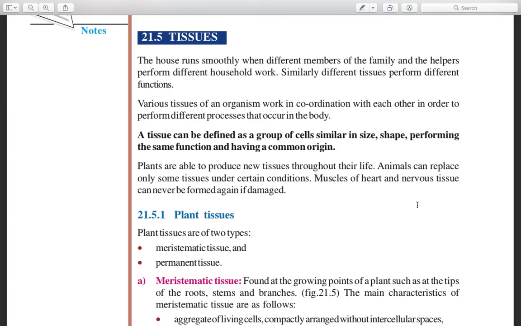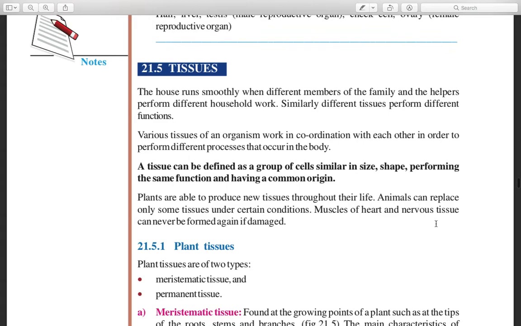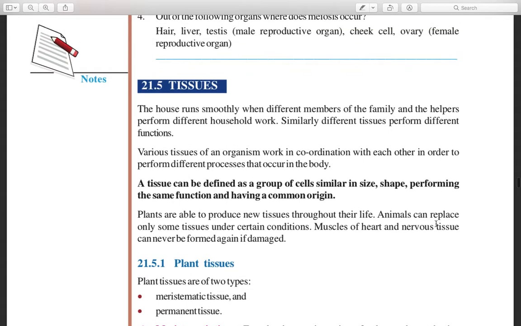A tissue is basically a group of cells similar in size. They are the same in size and shape, and they perform the same function. And they have a common origin, that is, they came from the same type of cell. So this is the definition of tissue. For example, skin tissue is made up of a group of cells, that is skin cells, similar in size. They have the same function. So we call that a tissue.